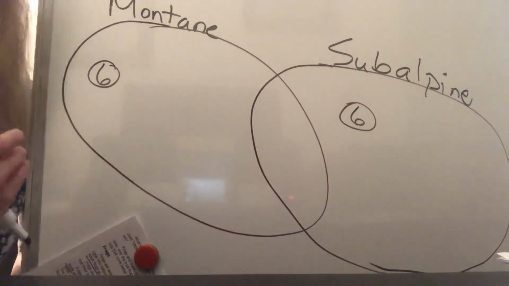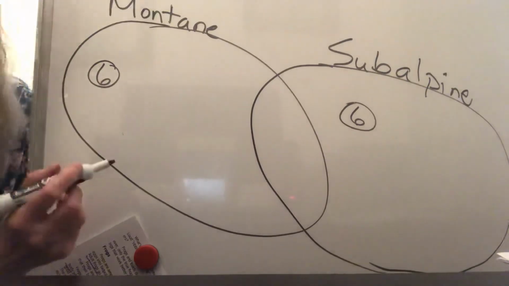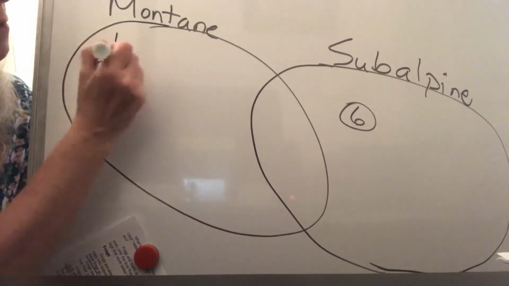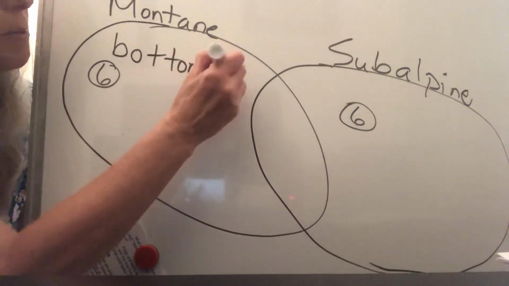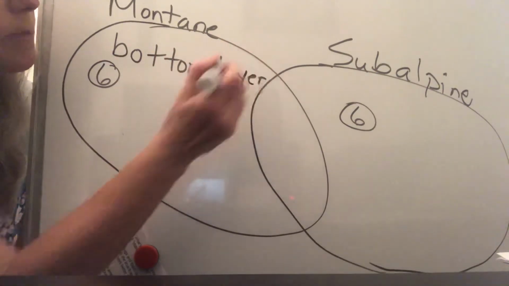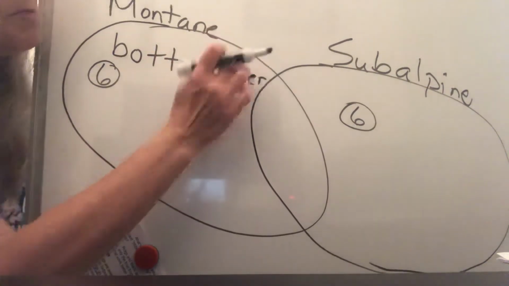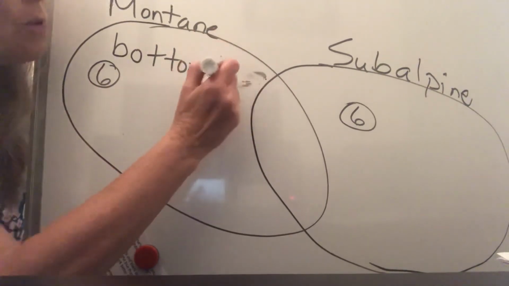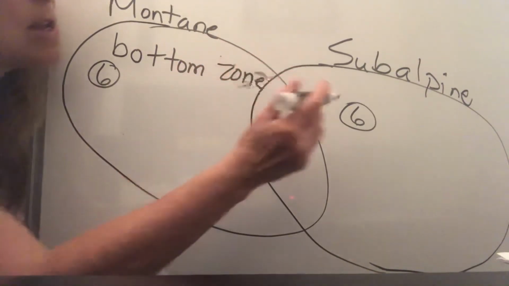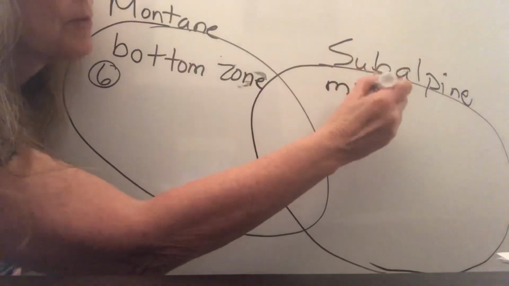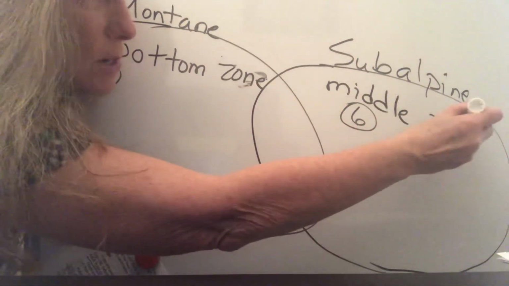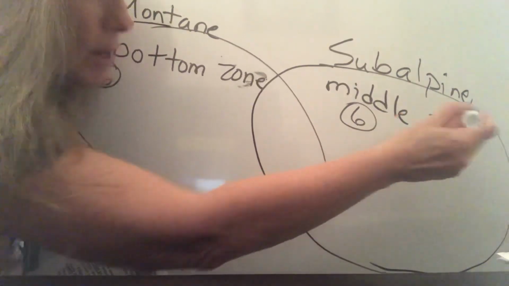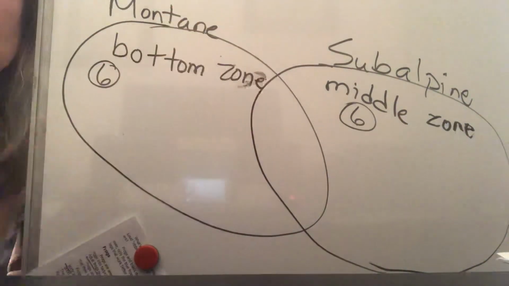Okay, so I'll give you the first one. I'll give you the first one because it's really simple. This one is the bottom layer, or you could call it the bottom zone, however you want to say it. And this one was the middle layer, or the middle zone. Okay, so you see how those two things kind of go together?